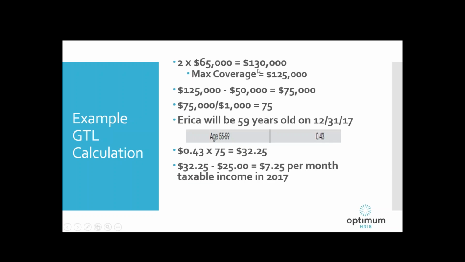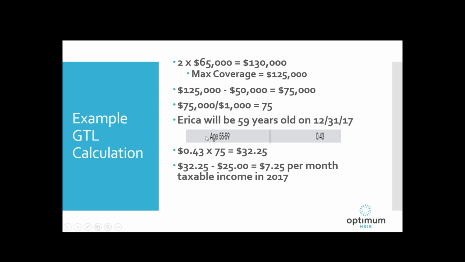So we're going to say 2 times $65,000. So 2 times 65 is $130,000, but remember her company set a max at $125,000, so that's the amount of her insurance. So we'll say $125,000 less $50,000. So her excess benefit is $75,000. How many thousands? We'll divide 75,000 by 1,000. She has 75 thousand that we're going to charge her a premium on.